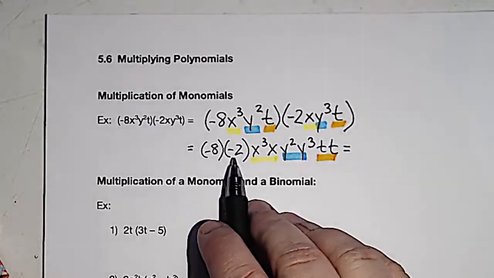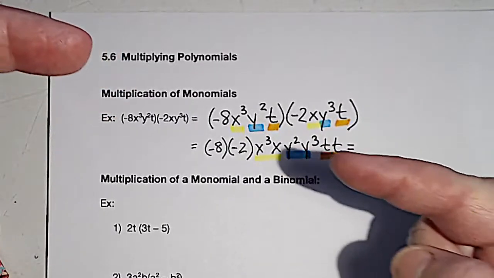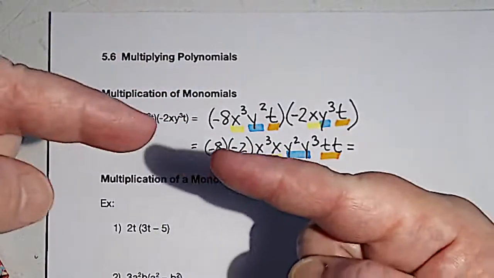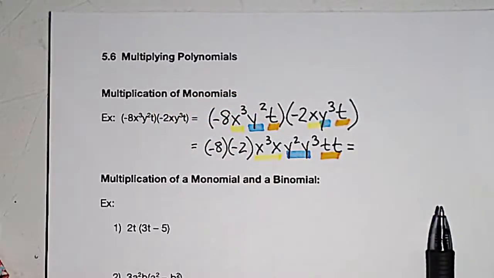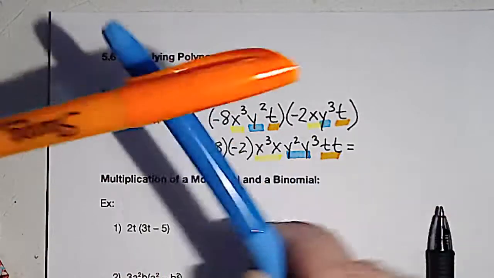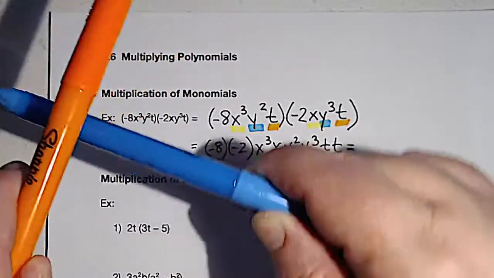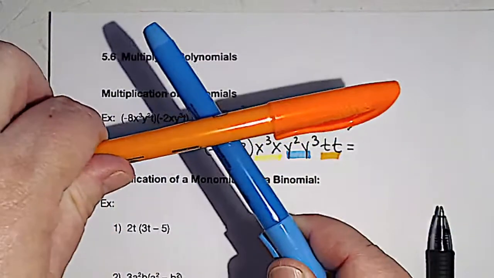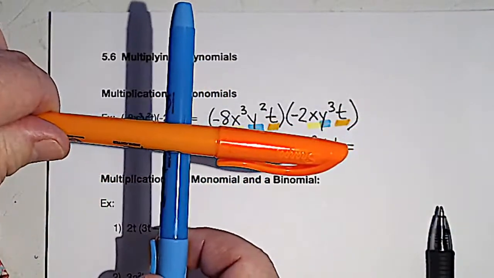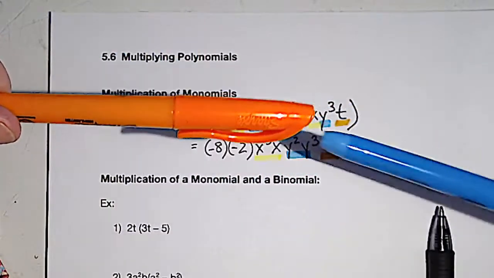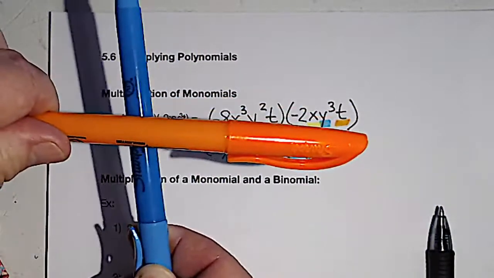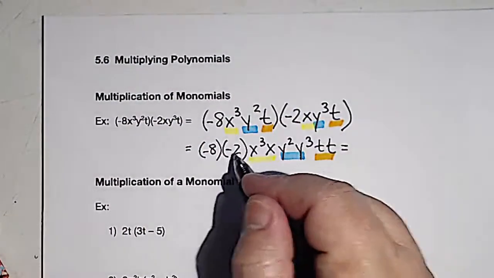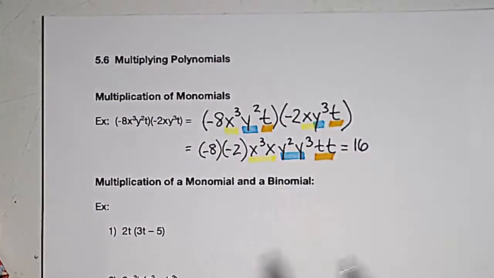So -8 times -2, remember, there's not enough room. A negative times a negative is positive. Wait, let me do it with pens. A negative times a negative is a positive. Okay, let's try it again. A negative times a negative is a positive. Yay! Okay, so -8 times -2 is +16.